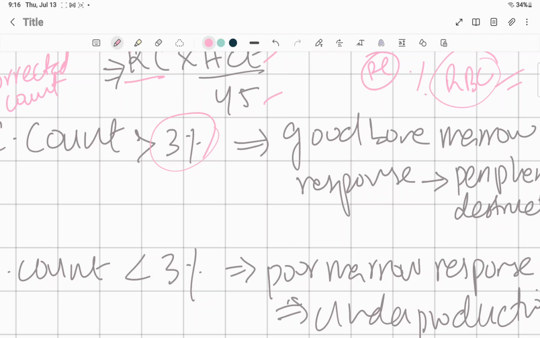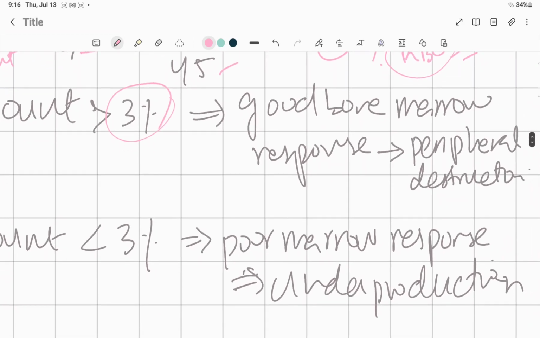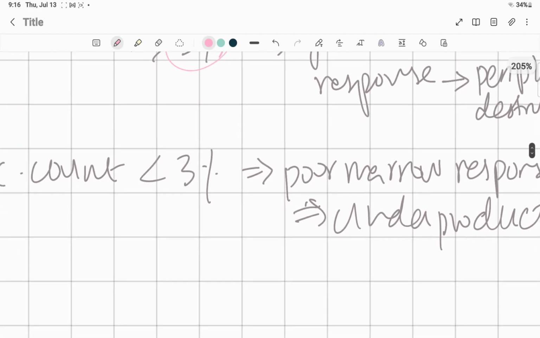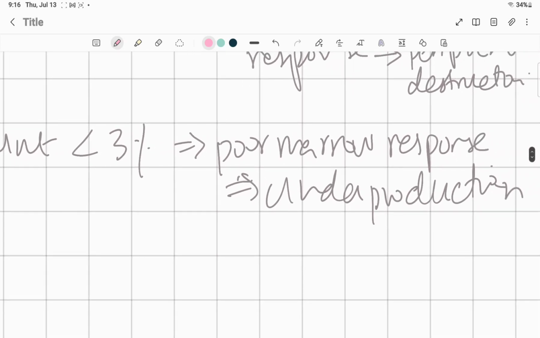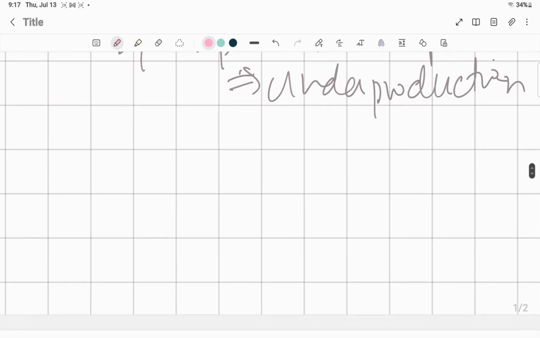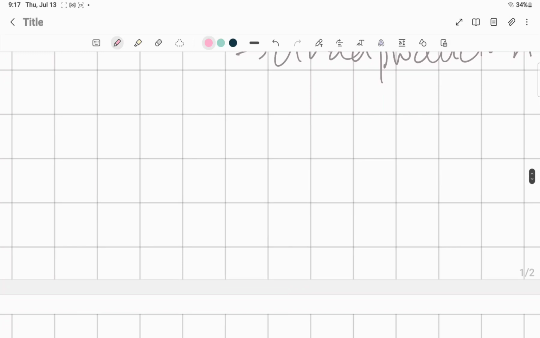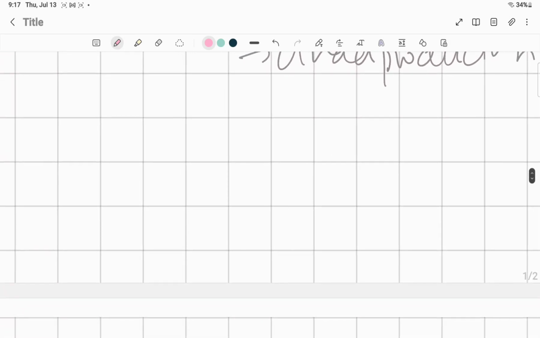Because they're doing their job, this means that the problem is somewhere else. The problem is in the blood vessels. The problem is peripheral destruction. But if your test shows less than 3% corrected count, this shows that there is a problem within the bone marrow, and there's poor marrow response, and you have underproduction. That is so cool. Now we do that concept. That concept is important so that we can interpret the lab values correctly.